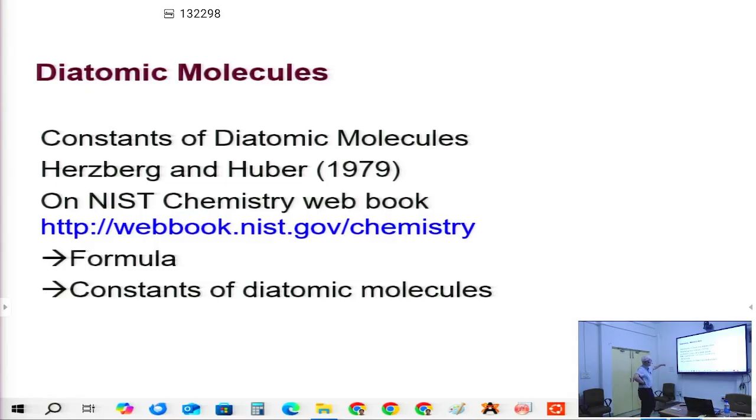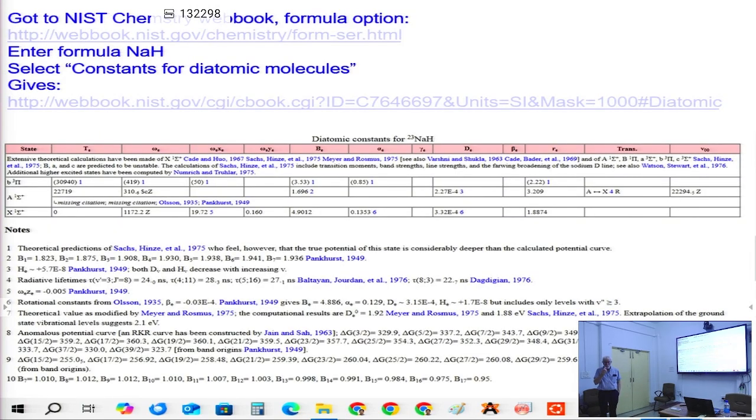But I have a copy of the book, but actually it's on the NIST website. If you go to the NIST Chemistry WebBook, there's a thing called Constants of Diatomic Molecules you click on, and you just have to put in the molecular formula, and I'll show you in a minute what you get. You put in the formula of the molecule first, then you get Constants of Diatomic Molecules as one of the options. And you click through, and you get something looking like this.